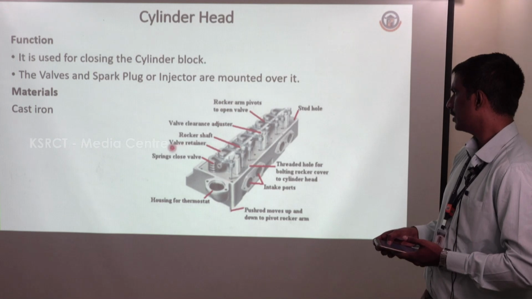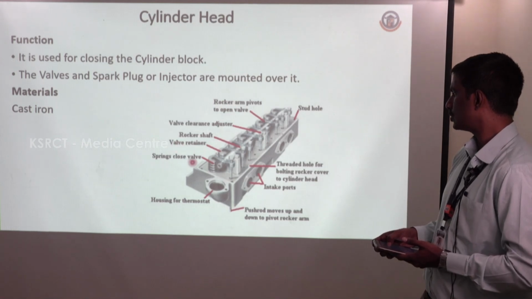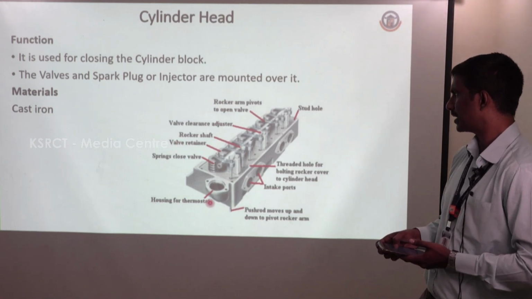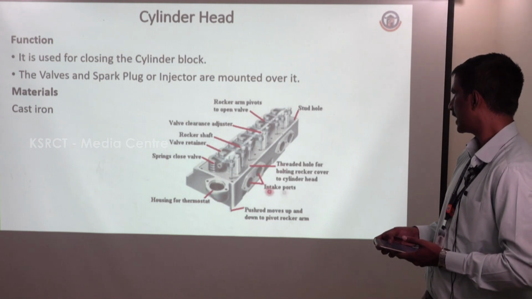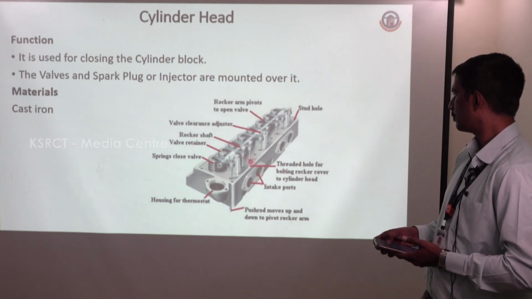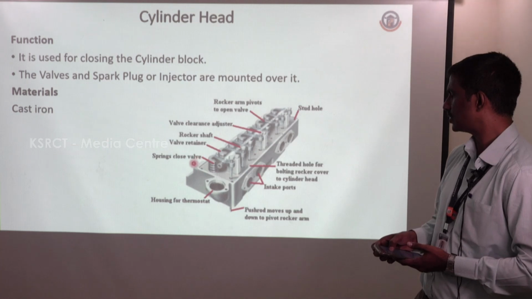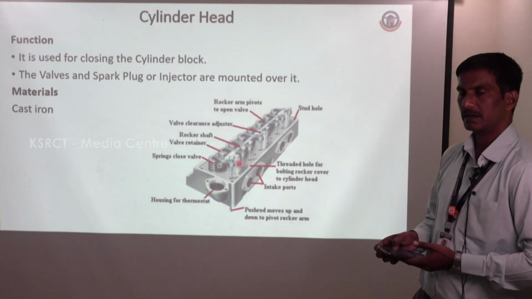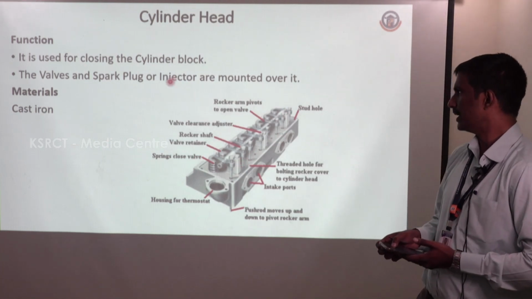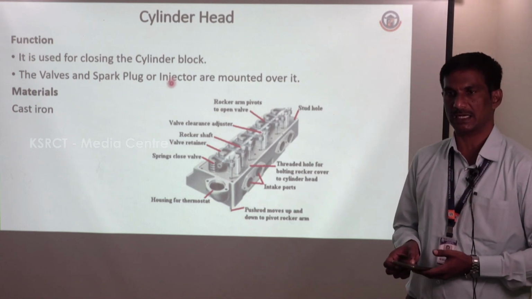You find that these components are to be placed here: the rocker arm, valve retainer, valve spring, and a housing for the thermostat because of the cooling system. The intake port and the outlet port are on the other side. So these provisions are to be given in the cylinder head. What type of material is used for making the cylinder head? It is cast iron.